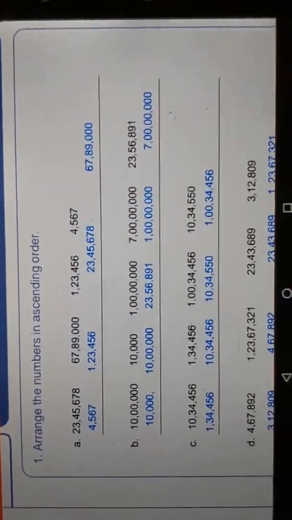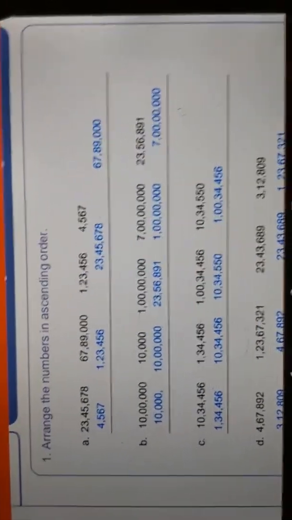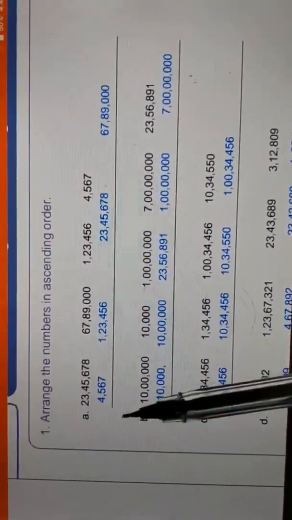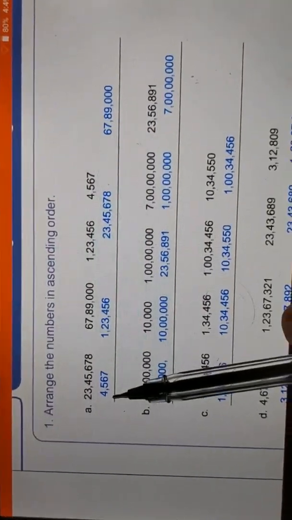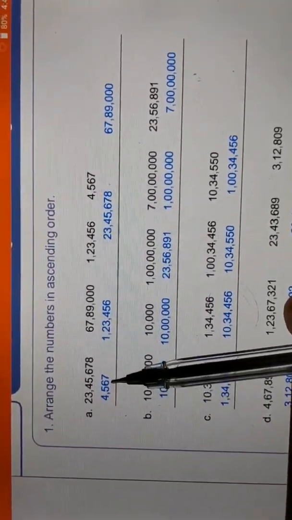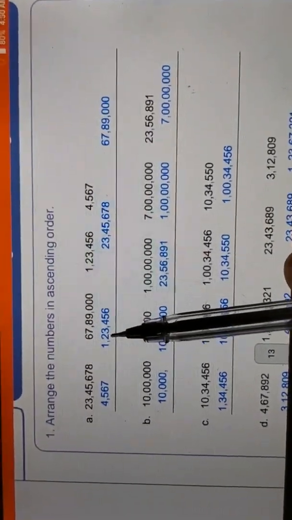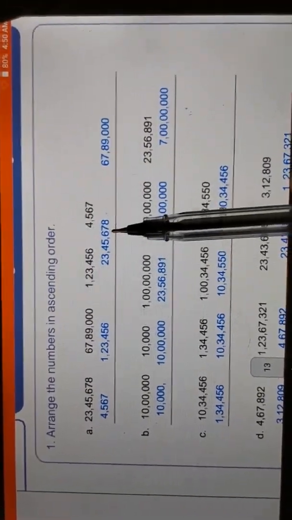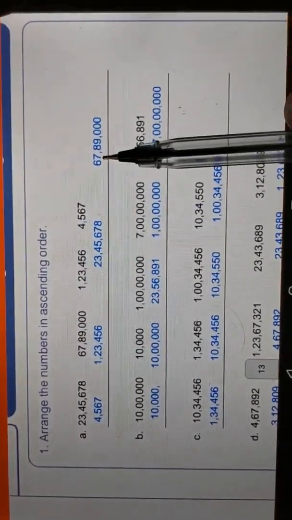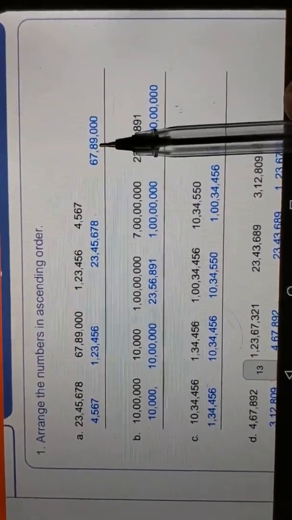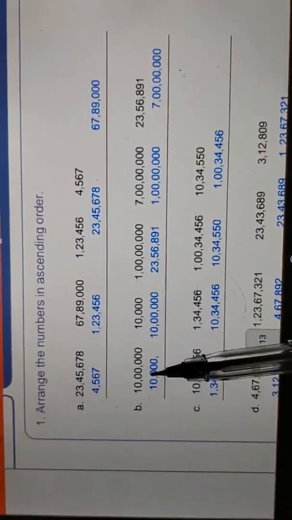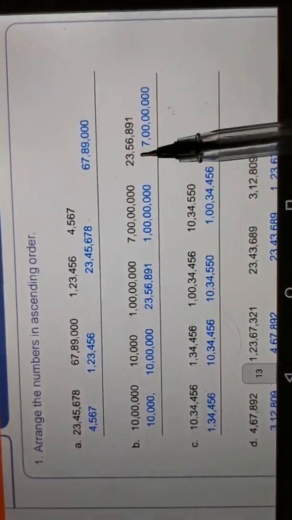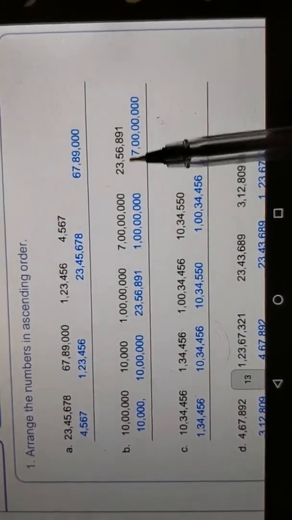Ascending order में हमें arrange करना है. That means smallest to largest number. So we have to write here 4,56,000, 4,567, 1 lakh 23,556, 23 lakhs 45,678, 67 lakhs 89,000. Then the second one: 1 lakh 10,000, 1 crore, 7 crore 23,000.